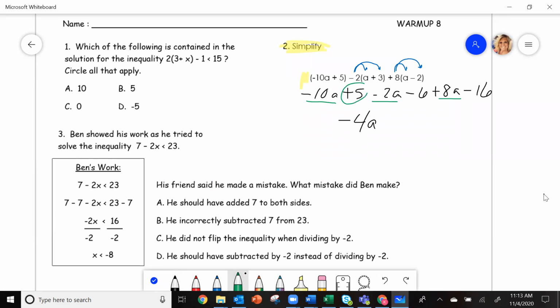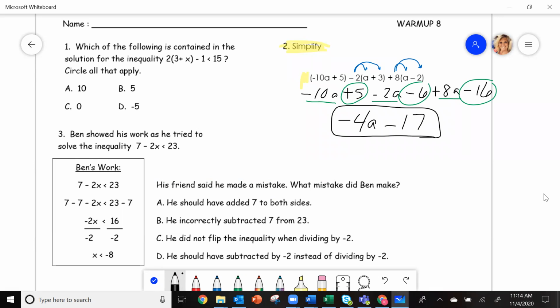Then I'll put together my units. And I have 5 minus 6, which is negative 1, minus 16 is negative 17. This is your answer. This is what you should have gotten.